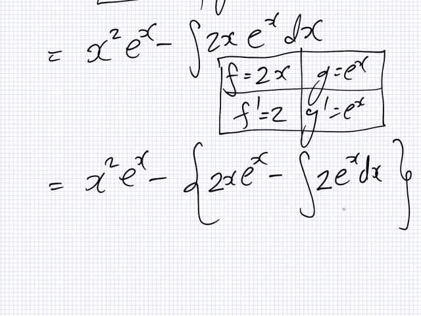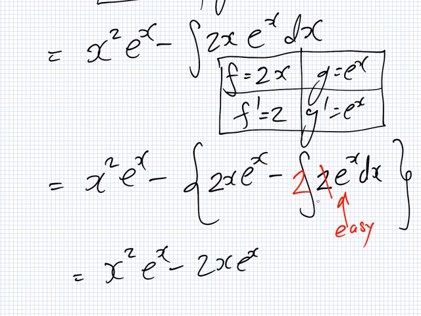Now look what's happened. This one now is easy to do, isn't it? I can just take the 2 outside. What's the integration of e^x? e^x. Plus, this will be plus 2e^x, minus 2 and then plus 2.